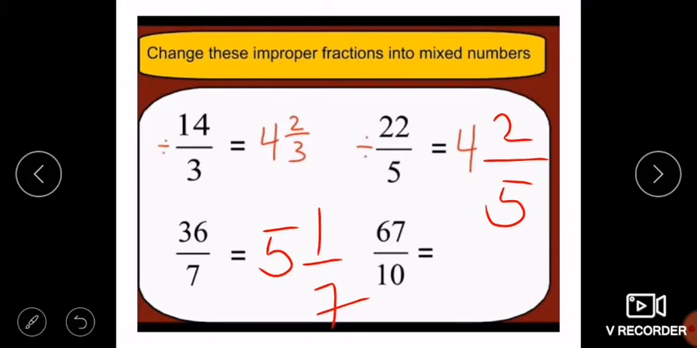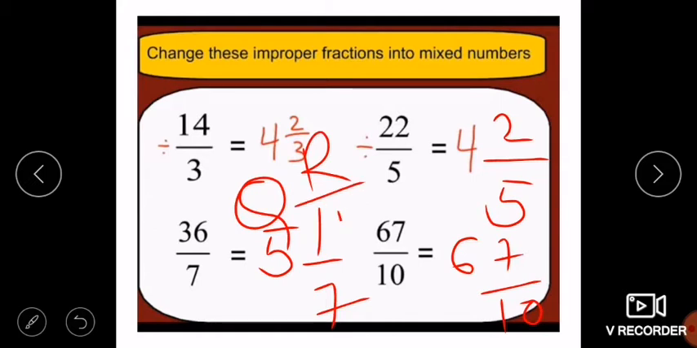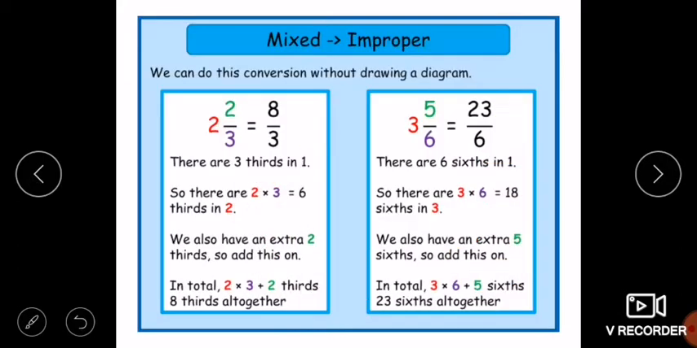Now come to this, 10 6s are 60. What will be left? 7. So 7 upon 10 will be your fraction part. 6 and 7 by 10. So the easiest way to remember it, the whole part you will write here, quotient. QRD. Quotient, remainder and divisor. Now these are the questions of changing improper fraction into mixed numbers.